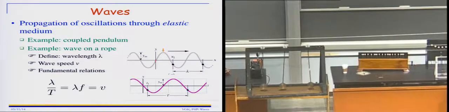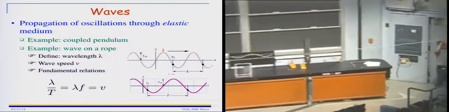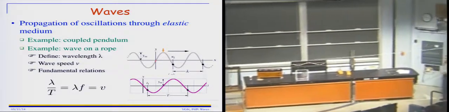Wave motion is created whenever you have vibrations that are allowed to couple, allowed to connect from one side of an object to another due to the elasticity of the medium.